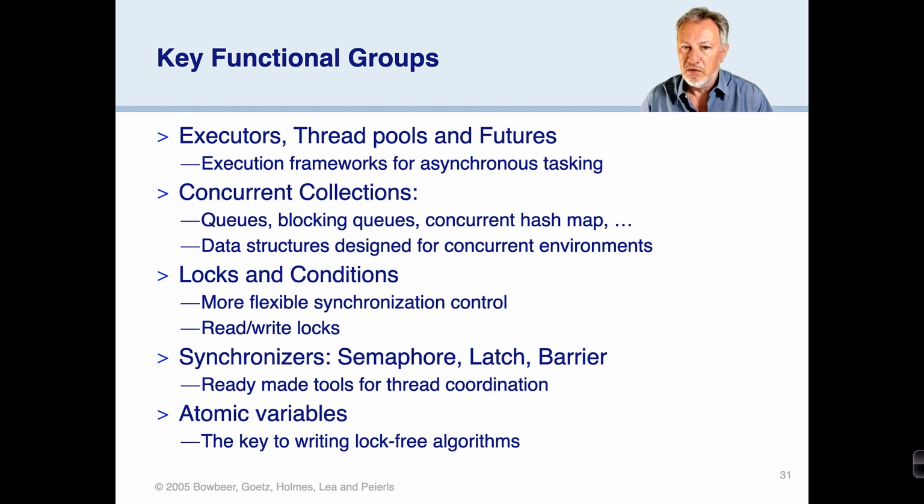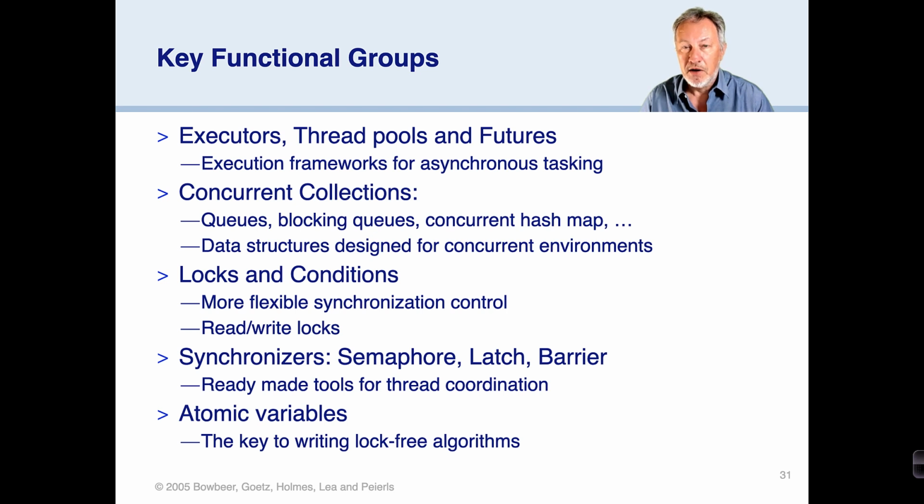I've already mentioned we have concurrent collections. There are queues and blocking queues, concurrent hash maps, and so on. So these are all different forms of thread-safe collections. We also have different kinds of locks and conditions. Read-write locks we'll be seeing very soon in an upcoming lecture about read and write conflicts and how to manage them in code. So there are particular components here designed to help with that.